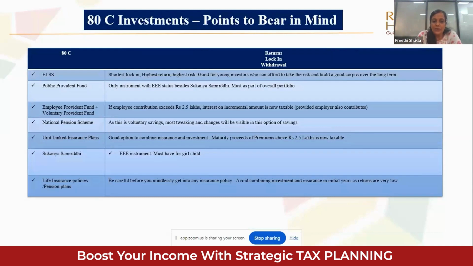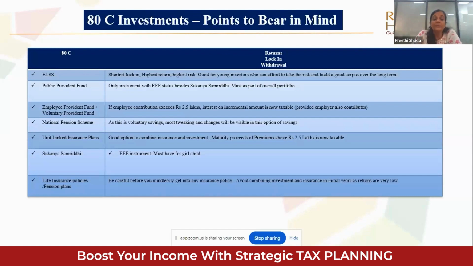Some of the things that I would like to specifically highlight: ELSS, or a tax saver mutual fund. It has the shortest lock-in, highest return and highest risk, good for young investors. Public Provident Fund is a must as part of your overall portfolio, because it's the only tax-free product, and we continue to believe that it will continue to be the only tax-free product. A must as part of the overall portfolio.